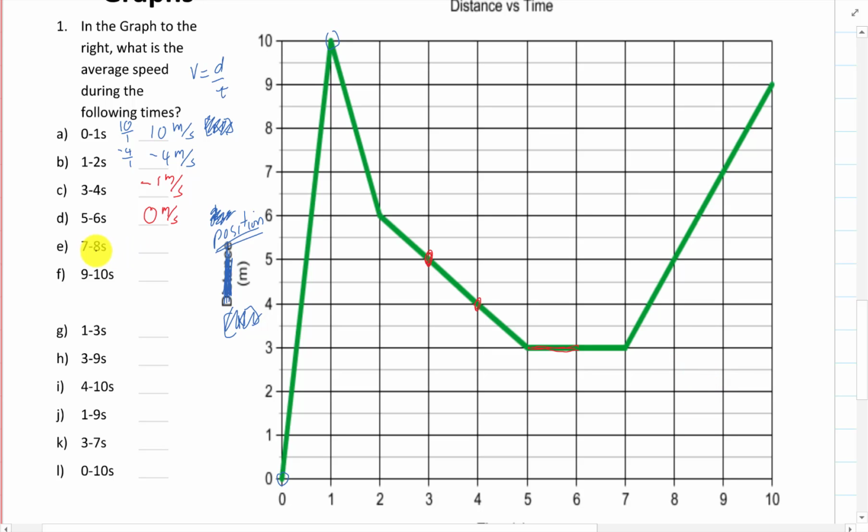E, 7 to 8 seconds. We go 7 to 8, it went over 1, but rose 2, so it's 2 over 1. So that's going to be 2 meters per second. And from 9 to 10, it's going to be the same slope. If you want to do a little bit of understanding, this is a straight line all the way along. It doesn't change its slope. So the slope from there, also the slope here, and also the slope there, all the same. So if you've done one of the calculations, then you do them all.